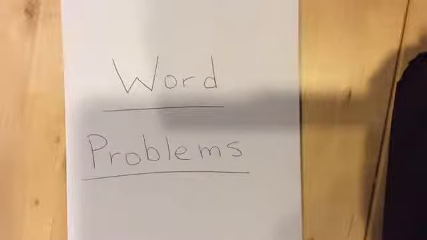Another method we can use is the comparison model, and we usually will use the comparison model when there are two or more things that we're looking at to compare. Usually one of them will help us find the answer for the other and to find the answer at the end. So in our case, let's go ahead and take a look at our first word problem.